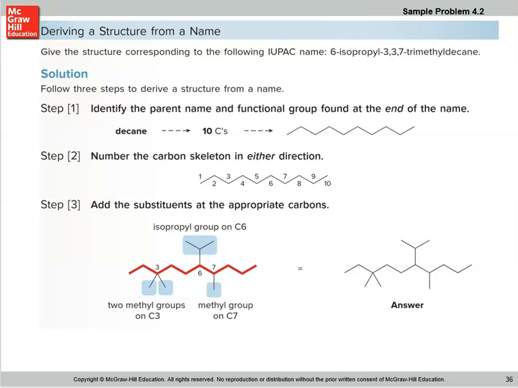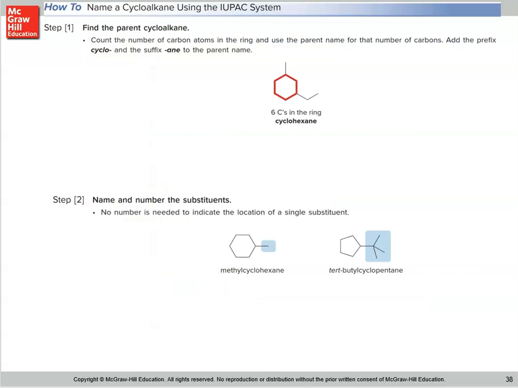In class, we will practice naming structures and creating structures from names, and hopefully these slides will help you walk through that process as well. In addition to straight chain naming, I'm going to talk briefly about naming cycloalkanes as well. The way that we do this is to first find the parent cycloalkane.